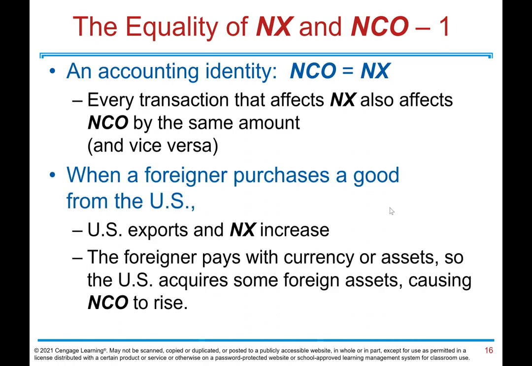Equality of net exports and NCO. An accounting identity, NCO is equal to NX. Every transaction that affects NX also affects NCO by the same amount, and vice versa. When a foreigner purchases a good from the US exports and net exports increase, the foreigner pays with currency or assets, so US acquires some foreign assets, causing NCO to rise.